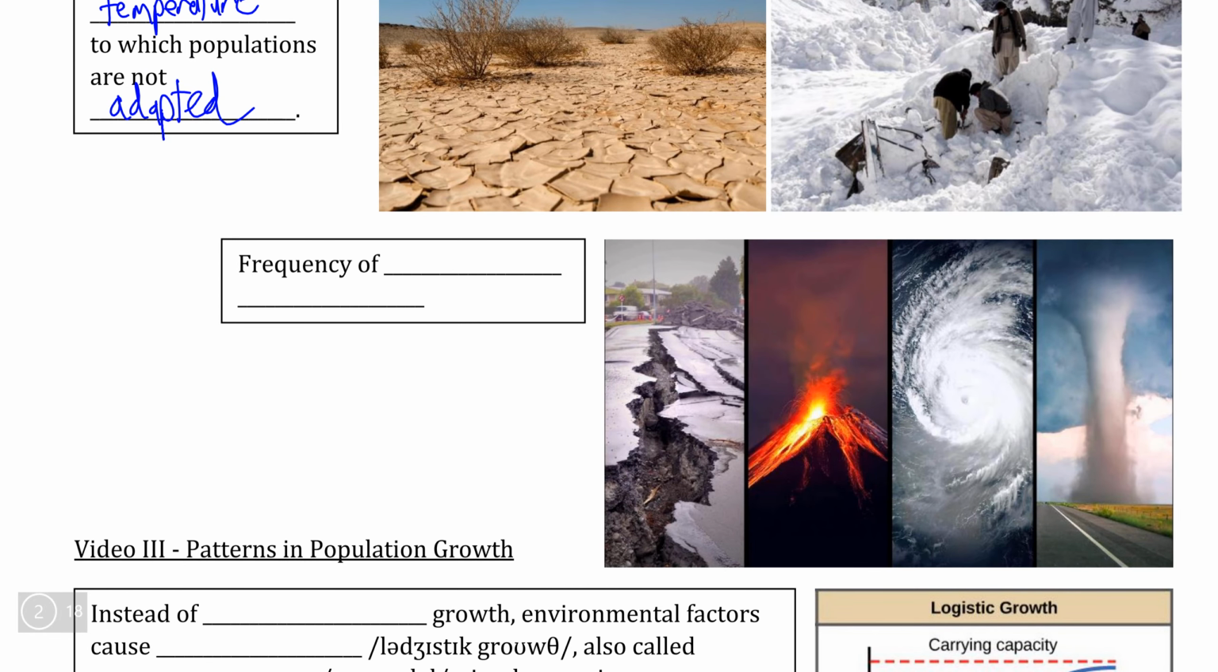Lastly, and probably most obviously, we have natural disasters. So the simplest way of putting this is it doesn't really matter how many organisms are within your population. All of them are going to die if a volcano suddenly erupts within an ecosystem.